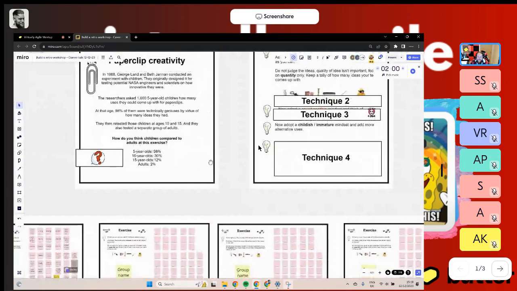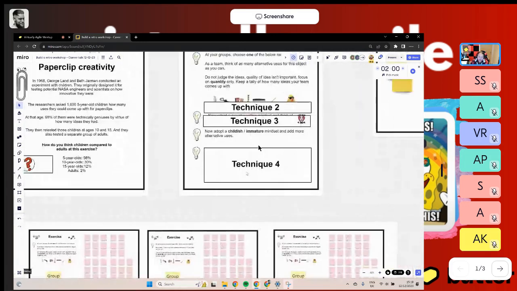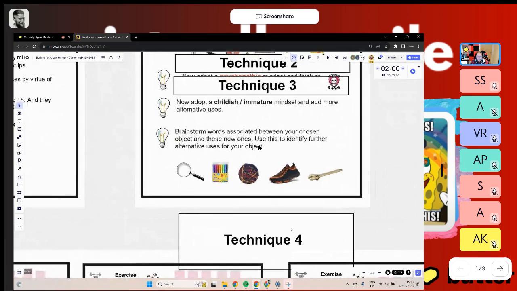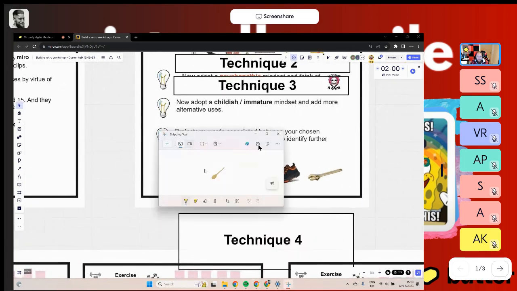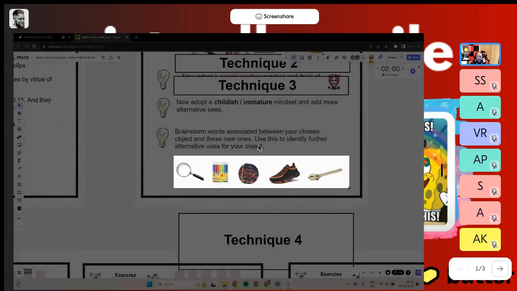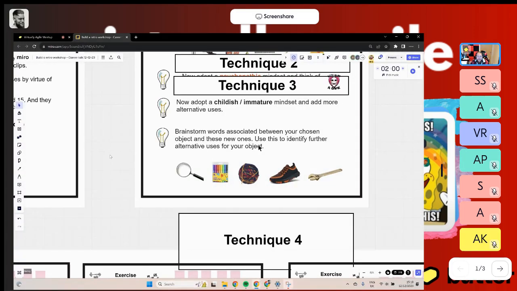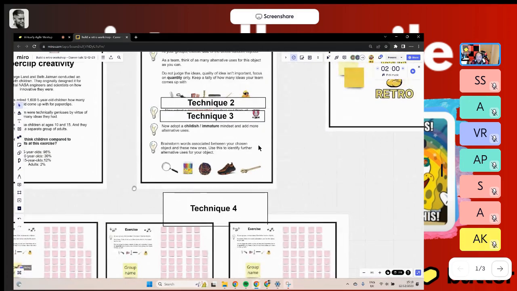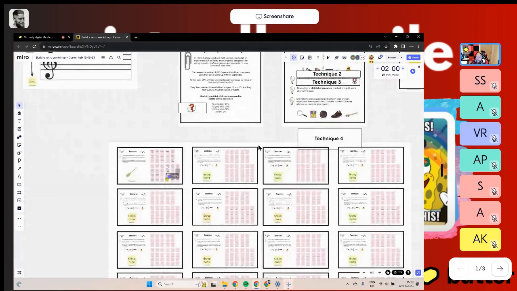So that was a childish, immature mindset. As I mentioned earlier, our experiences often shape how we perceive things as we get older, but sometimes taking a no judgment, silly, childish mindset can help us unlock new thinking. The final round, what I want you to do is combine your wooden spoon with these 5 new objects and see how many new uses you can come up with. You might want to look at words that are associated with this object. You might want to think about how you could combine the two to make a new object.